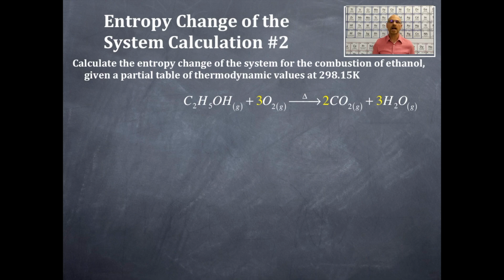Now I want you to count how many moles of gas you have on the reactant side. 1 mole of ethanol and 3 moles of oxygen, that's a total of 4 moles of gas on the reactant side. How many moles of gas do you have on the product side? I have 2 moles of carbon dioxide and 3 moles of water vapor, a total of 5 moles of gas on the product side. So you're going from 4 moles of gas to 5 moles of gas. That's an increase in the number of moles of gas.